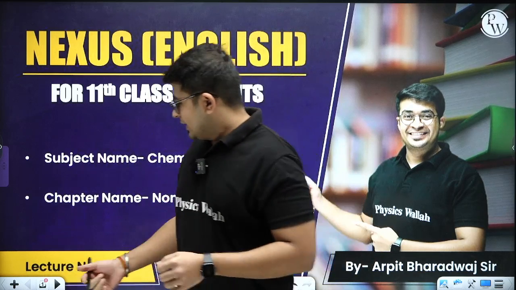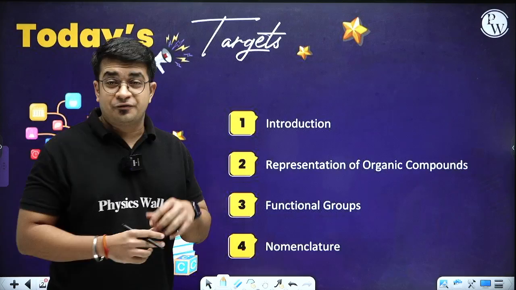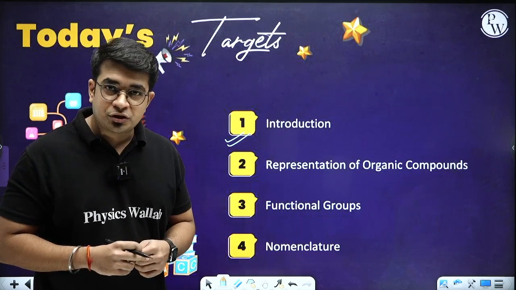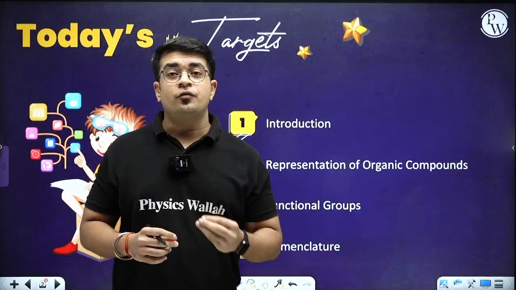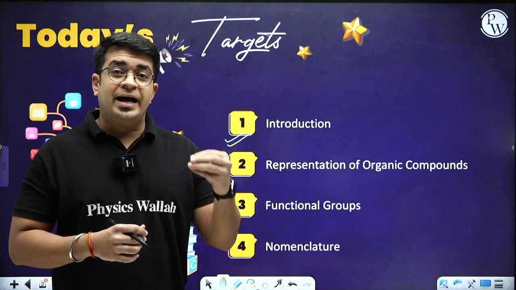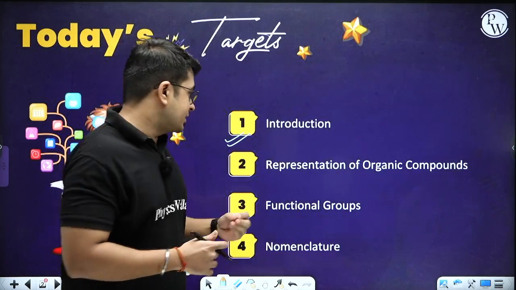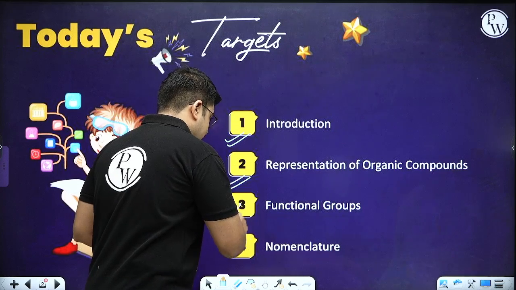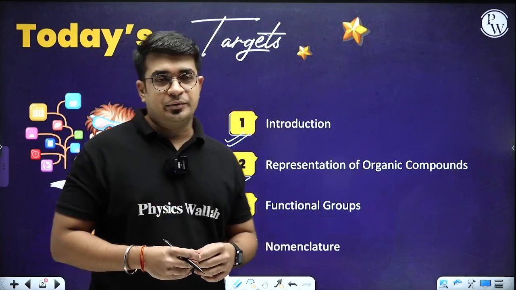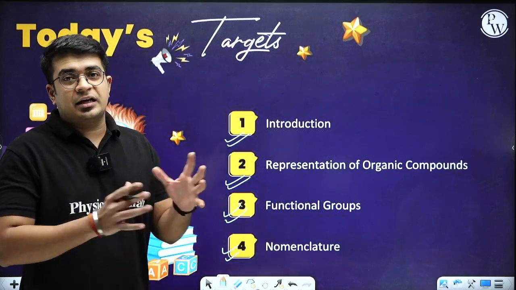Now, basically, in this session, first of all, we are going to introduce the very interesting portion related to organic chemistry. Then we are going to discuss how to represent different types of organic compounds. Whenever we are dealing with organic compounds, you should know how to represent them: what is the expanded formula, what is the condensed formula, as well as the bond line notation. In the same way, we are going to discuss the concept of functional groups, because they are very important in organic chemistry. And the last part is the nomenclature of all these types of organic compounds.